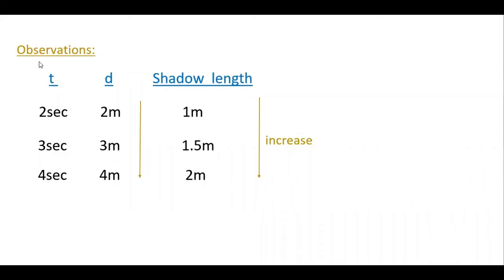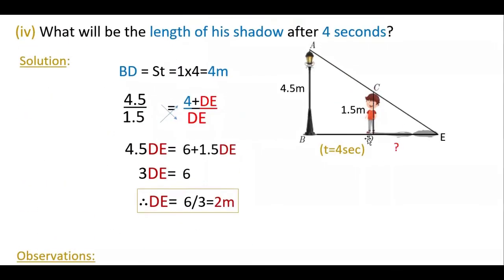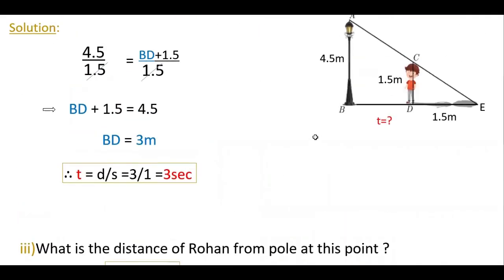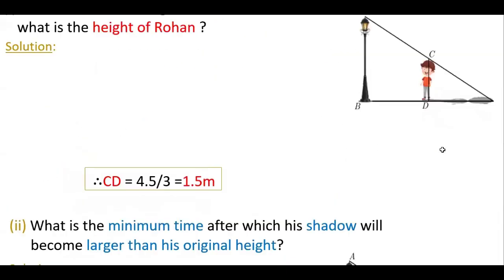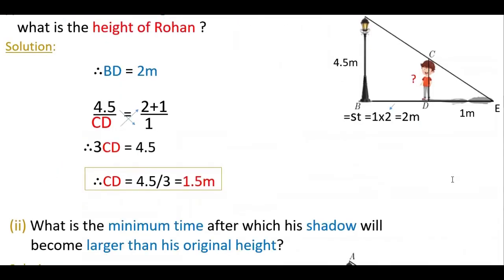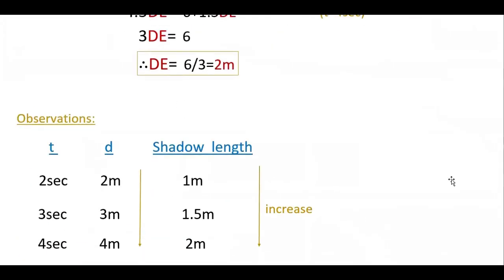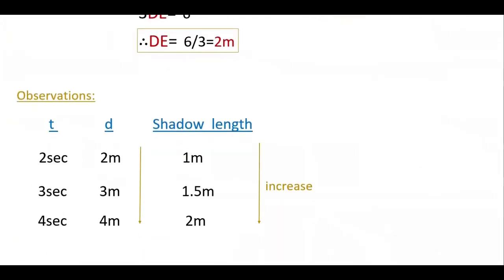From this question, you will understand if the time is 2 seconds, then the distance is 2 meters and shadow length is 1 meter. And if the distance is 3 meters, then 1.5 meters. If the distance is 4 meters, then the shadow length is 2 meters. So from this, you will understand if the distance will increase, then the shadow length also will increase. You can see again here, if it is 4 seconds, the shadow length is 2 meters. And here 3 seconds, 1.5 meters. And here 2 seconds, 1 meter. So it is like that. If the distance will increase, the shadow length will increase.